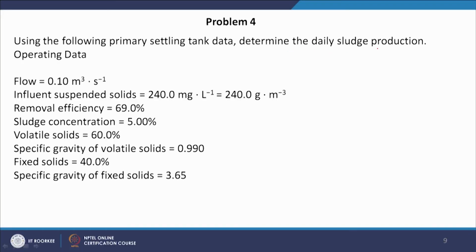Then problem number 4, the statement is: using the following primary settling tank data, determine the daily sludge production. Operating data are given: flow 0.10 meter cube per second, influent suspended solids 240 mg per liter or 240 gram per meter cube, removal efficiency is 69%, sludge concentration 5%, volatile solids 60%, specific gravity of volatile solids 0.990, fixed solids 40%, specific gravity of fixed solids 3.65. Okay. So, this is the problem statement, we have to solve this.